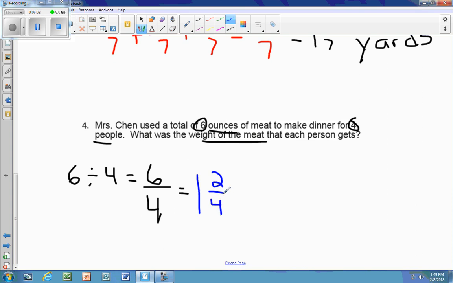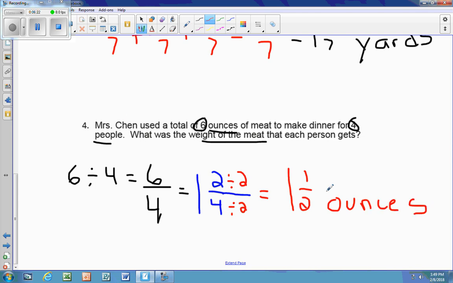I have to look at this and say, you know what, I can divide this because it's not simplified. And I can divide each of them by 2. And I have to make sure I bring my whole number over. So I have 1. 2 divided by 2 is 1. 4 divided by 2 is 2. And we're talking about ounces. And that's our review for Module 4, Topic B quiz.